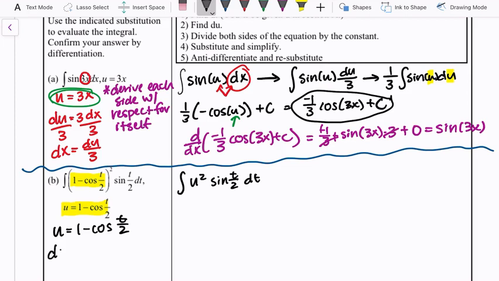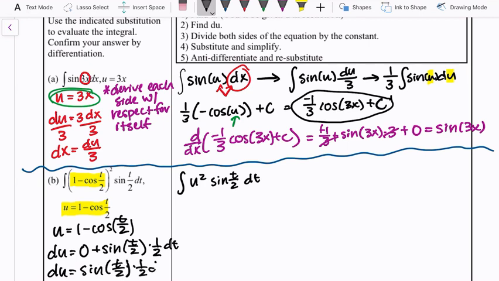Okay, so let's see. Derivative of u is du. Derivative of 1 is 0. The derivative of negative cosine is going to be positive sine. And then we have another chain rule going on here. So that's sine of t over 2. But now I need to multiply by a half, right? Because that's the derivative of t over 2. And then don't forget, we took the derivative of things with respect to t, so I'm going to add on a dt. So cleaning this up, du is equal to sine of t over 2 times 1/2 dt.